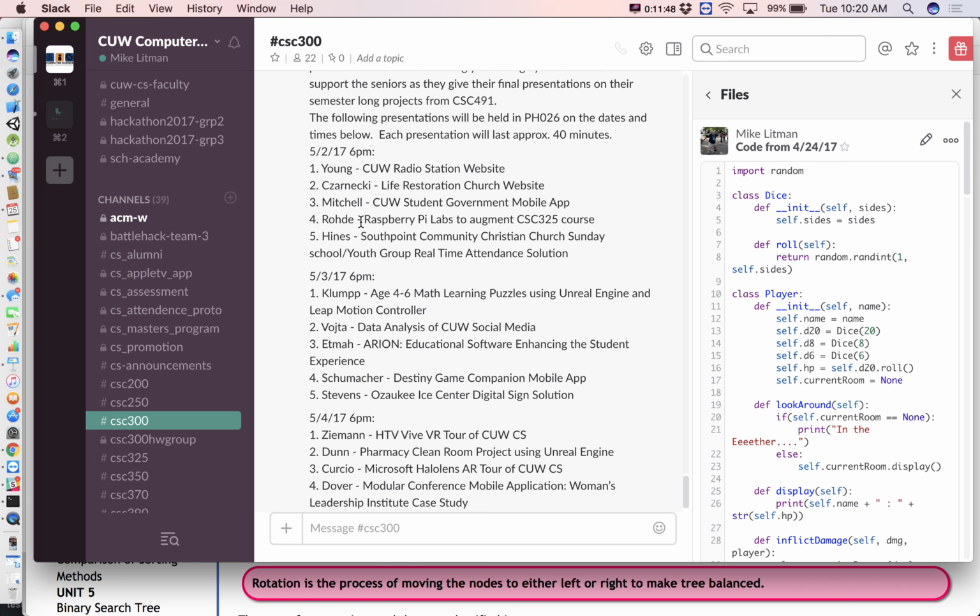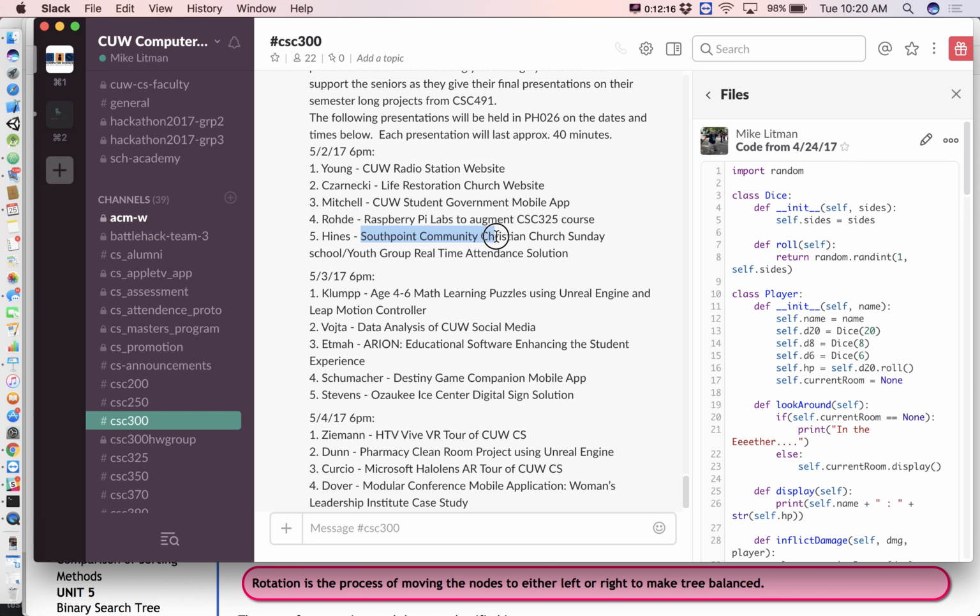So Zach Rohde is, for the 325 course, we're going to have a series of Raspberry Pi labs for the students to go through to get the hardware experience. He wanted to learn about the Raspberry Pi, so what he did is he created a bunch of labs specific for students that he came up with out of his experience of going through Raspberry Pi.